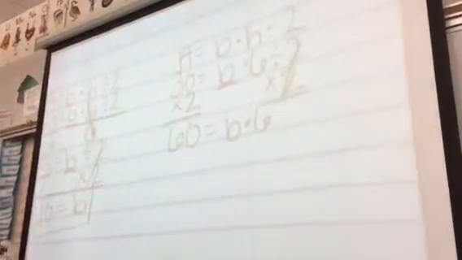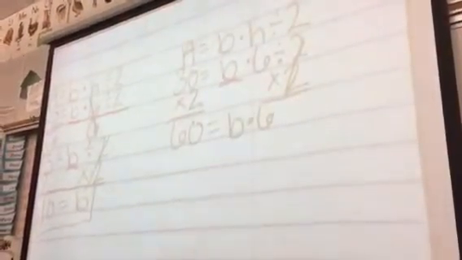30 times 2 equals what? 60. 60 equals B times 6. Then I'm going to ask myself the same questions again. Who's my awkward person? B. Who's hanging out with B? 6. How are they hanging out? Multiplying. So what's the opposite of multiplication? Dividing. So I'm going to divide the right side and the left side by 6.